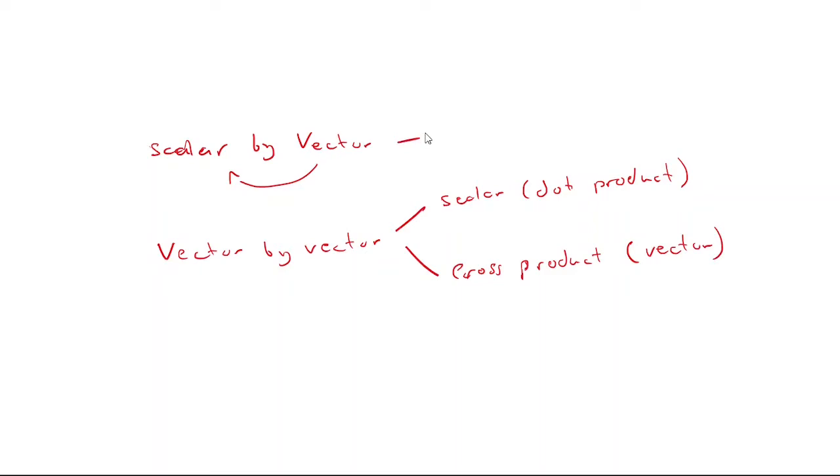When you multiply by a scalar, remember a scalar is just a number, so the answer is a vector. For the dot product, the answer is a scalar. For the cross product, the answer is a vector. So it just depends. In this video, we are going to discuss the scalar product, or the dot product.